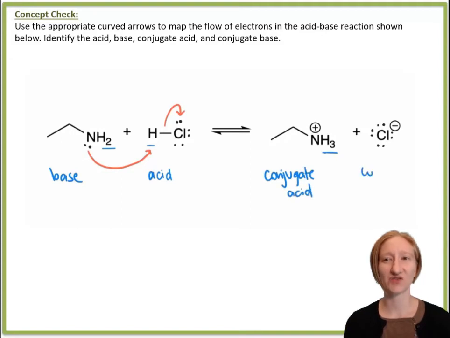In this reaction, the HCl is the proton donor, so it's the acid, and the amine is the proton acceptor, making the amine the base. And looking at the products of this acid-base reaction, the chloride anion can accept a proton and is our conjugate base, and the ammonium cation can donate a proton and is our conjugate acid.